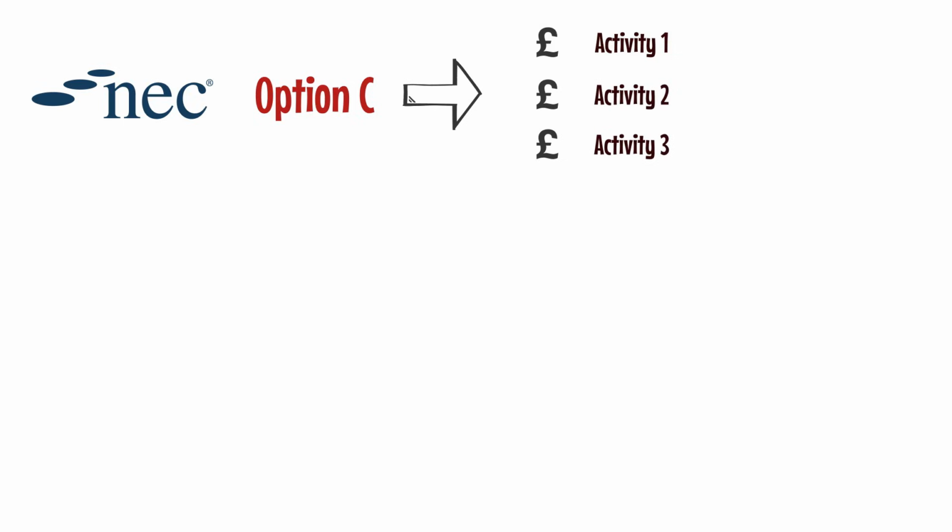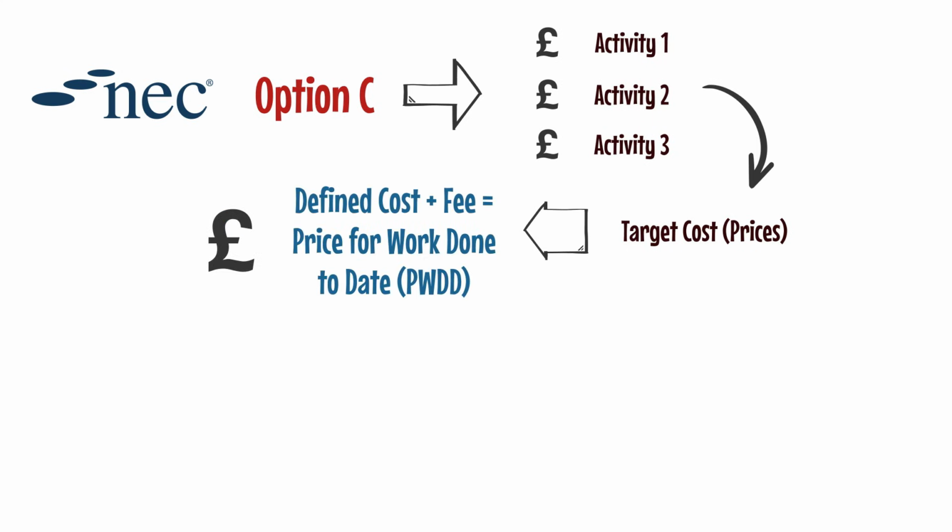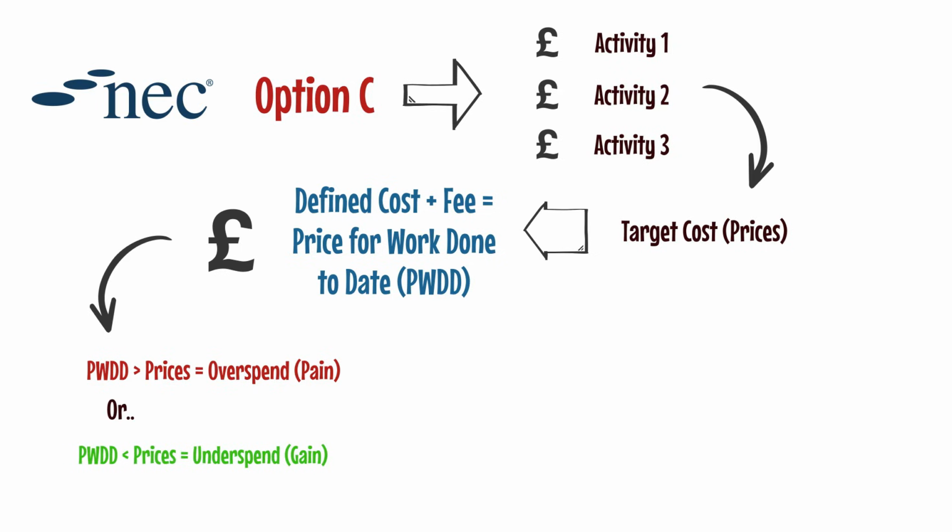Under option C, the contractor proposes lump sum prices on an activity schedule that's agreed with the client. This becomes the target cost for the project, known as the prices. The contractor is then paid the defined cost plus fee, known as the price for work done to date, or PWDD for short. If the price for work done to date exceeds the prices, it's classed as overspend or pain, and if it comes in below, it's classed as underspend or gain.